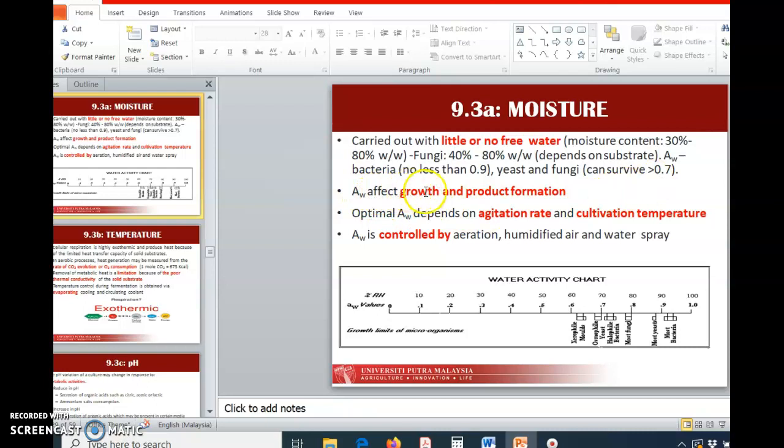The water activity affects growth and product formation. So we can play around with this factor to allow for different product formation from similar microorganisms by changing the water activity amount. Optimal water activity depends on agitation rate and cultivation temperature. So if we agitate more, we will probably get higher water activity, and if we play around with the temperature, it can also affect the water activity. Water activity is controlled by aeration, humidified air, and water spray.